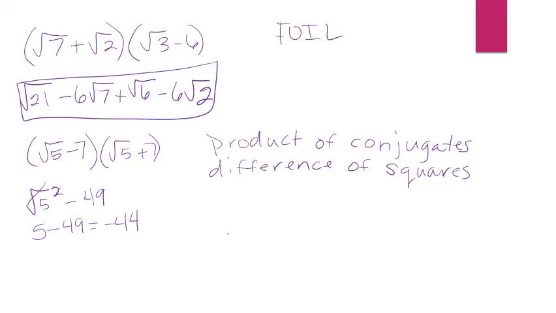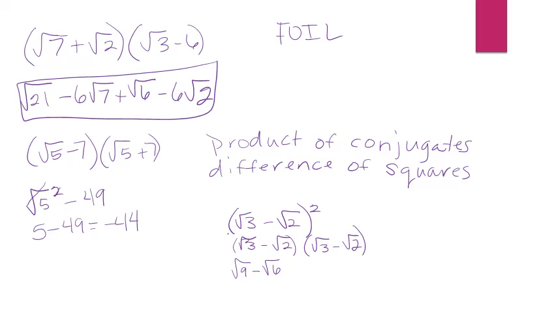Let's look at one more before we move on with some different types of examples. We have the square root of 3 minus the square root of 2 squared. Now if you remember, that means the same as the square root of 3 minus the square root of 2 times the square root of 3 minus the square root of 2. Again, we're going to use FOIL. First is 3 times 3, square root of 9. Outside is 3 times negative 2, square root of 6. Inside is negative 2 times 3, square root of 6. And last is negative 2 and negative 2, so that's going to be positive square root of 4.